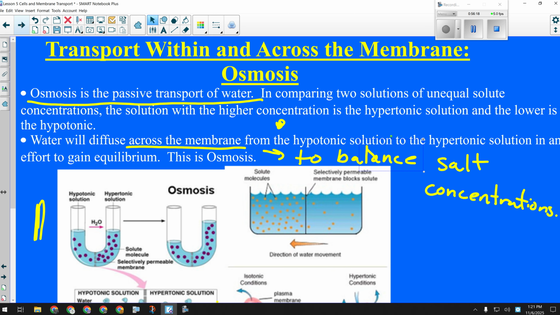So as I said, these are two very different things. Diffusion happens within the cell. Osmosis happens from the outside to the inside, or vice versa.